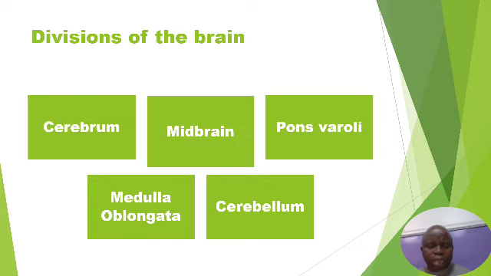Divisions of the brain, just like I said earlier, we have the forebrain, which is the cerebrum. We have three structures there: midbrain, pons varolii, and medulla oblongata, making up the brainstem. Then we have the hindbrain, which is the cerebellum.